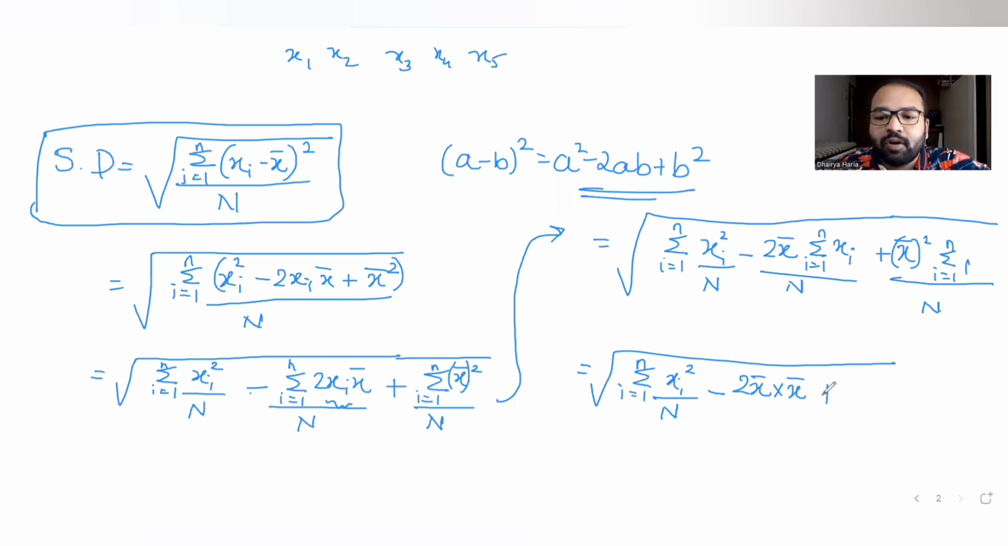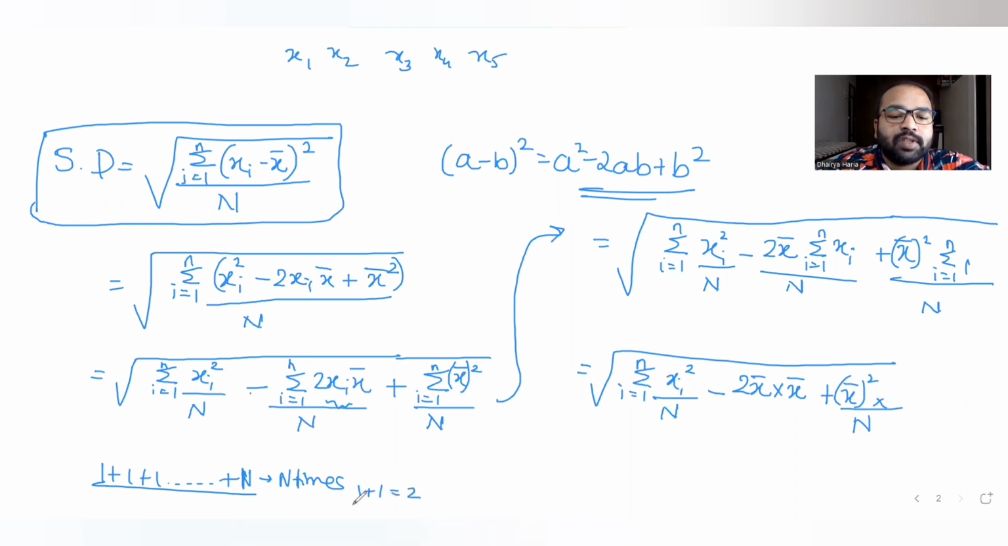And further, if I solve it, x bar the whole square upon n, summation of all the terms, or summation of i equals 1 to n of 1, means you are adding the term 1 how many times? n number of times. So if you add 1 n number of times, what do you get? You get n only, right? If you add 1 two times, you get 2. Likewise, if you add 1 three times, you get 3. So if you add 1 n times, you will get the answer n. So if I substitute n here instead of this sum, this gets cancelled again.